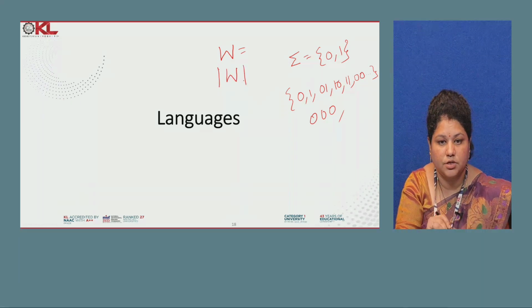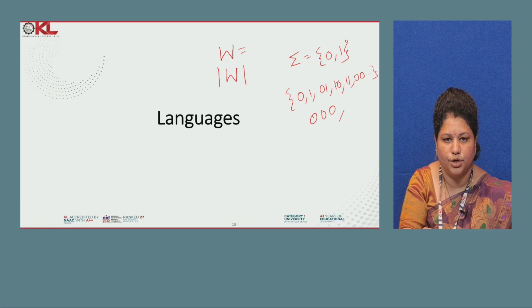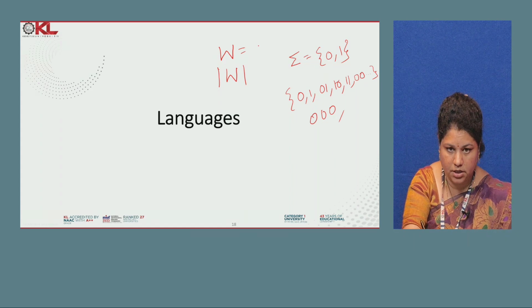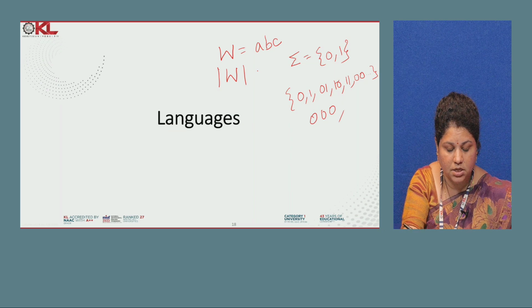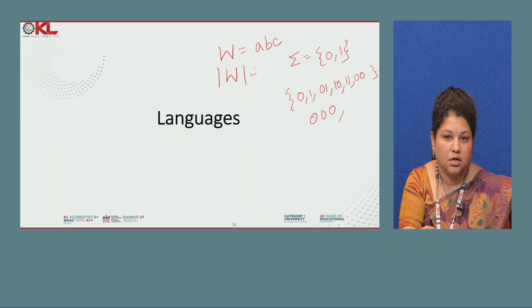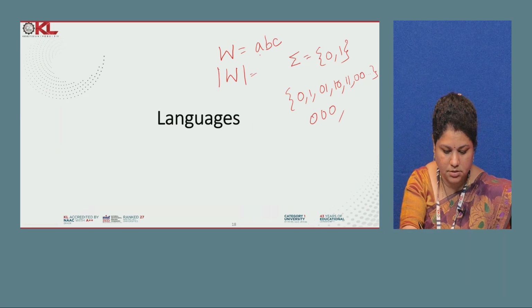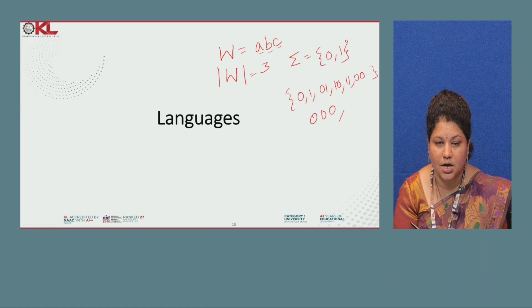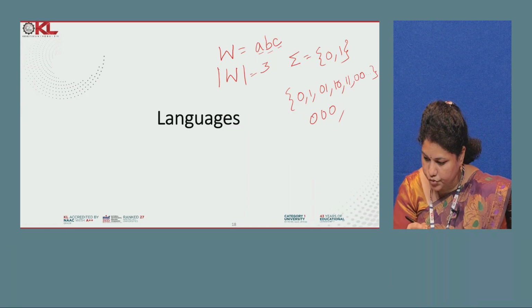The length of the string will be denoted with mod W. W is called a string. For example, we are taking a string as ABC. What is the length of the string here? Length of the string means ABC. The length of the string is 3. In this way, we are considering the length of the string.